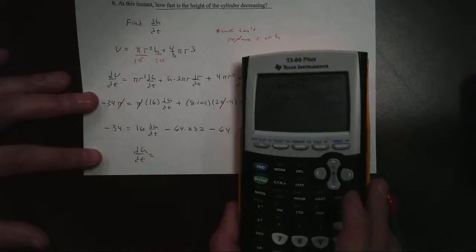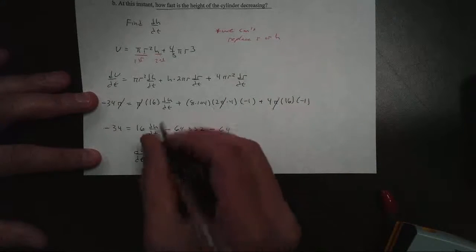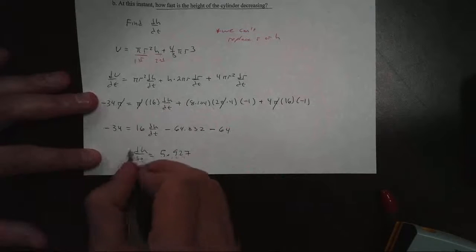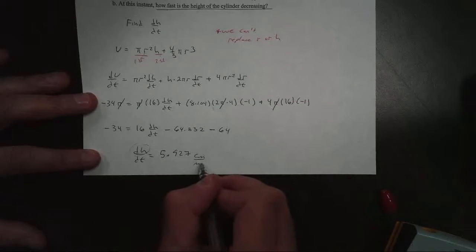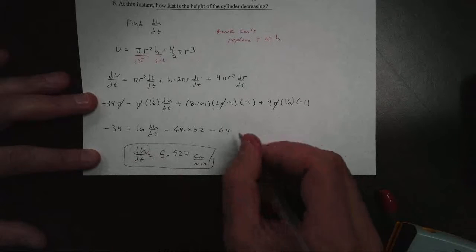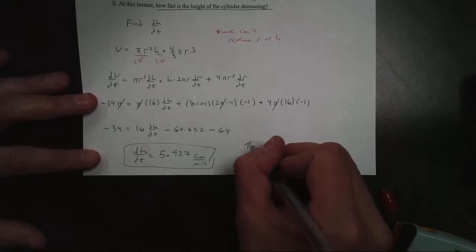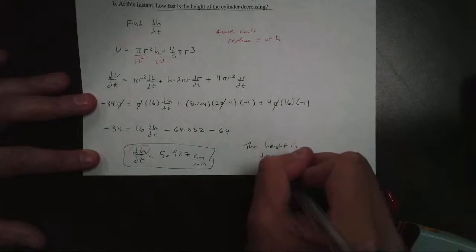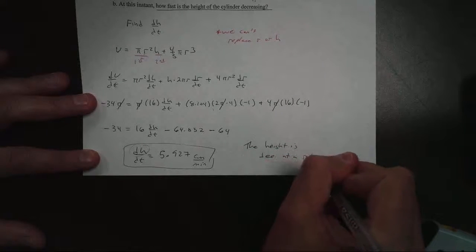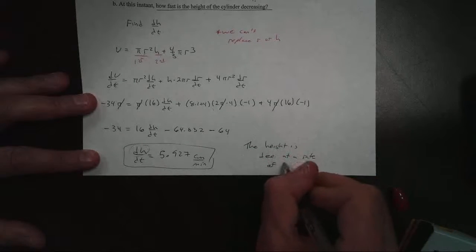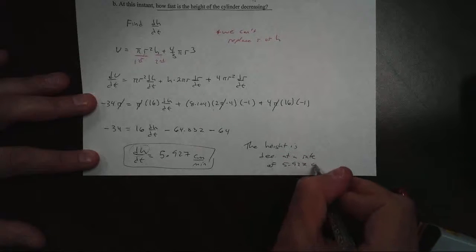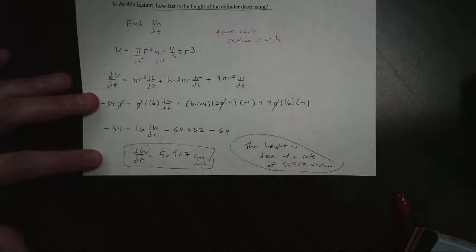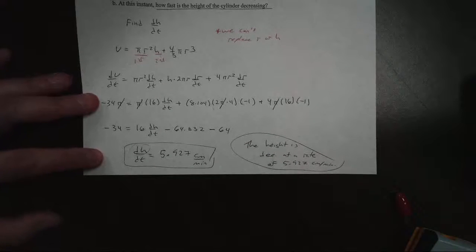And I get 5.927. H is in centimeters, time is in minutes, and there's our answer. So we would say the height is decreasing at a rate of 5.927 centimeters per minute. So make sure you have this down for your notes. I will be looking for these during your test. Okay? Bye.